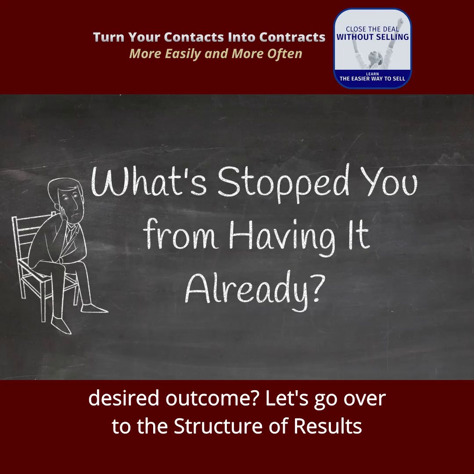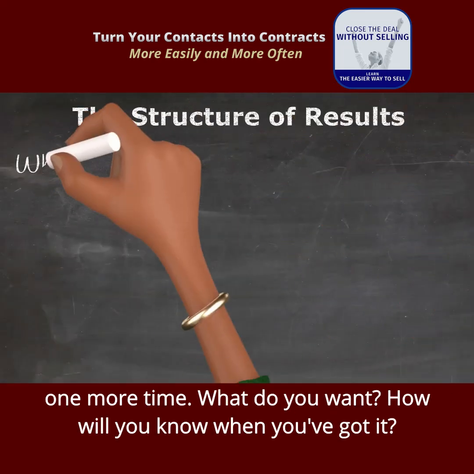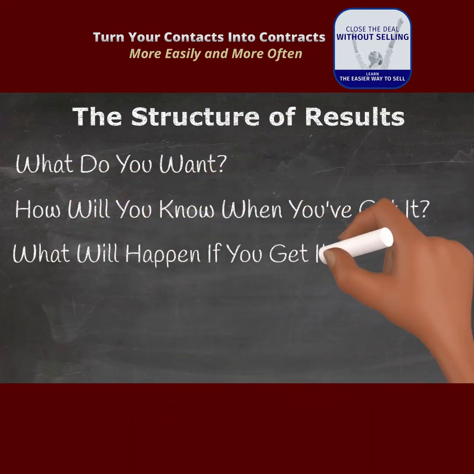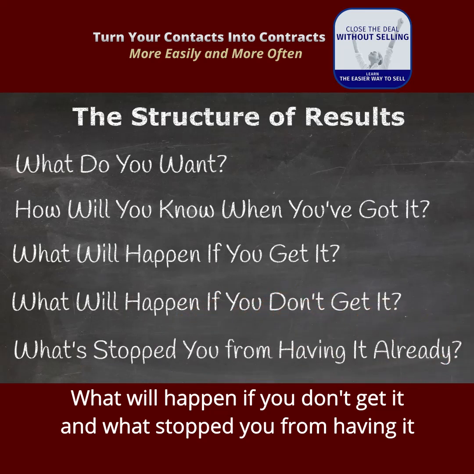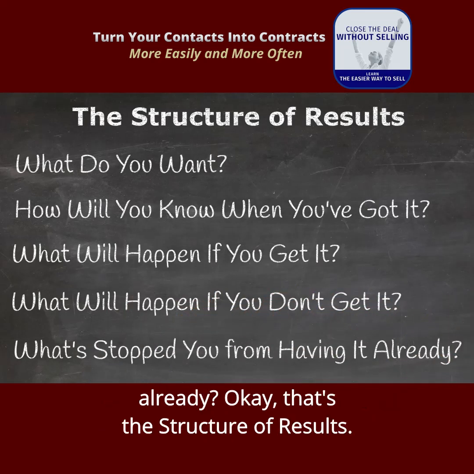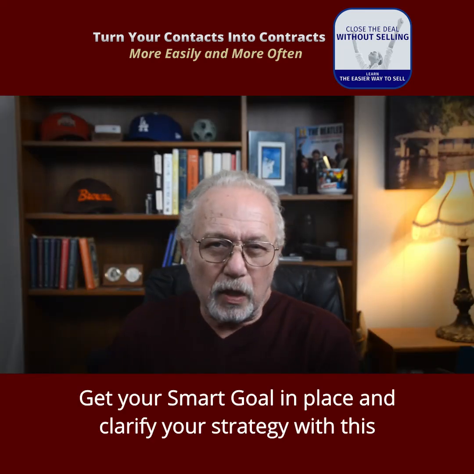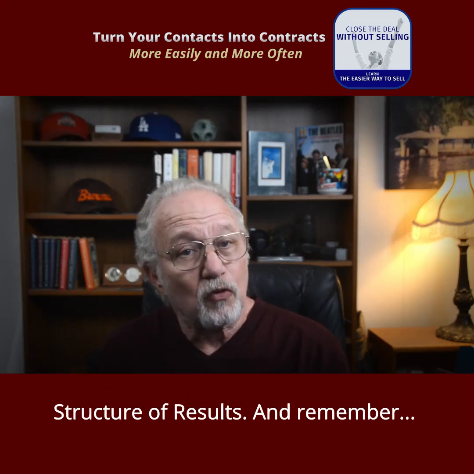Let's go over the structure of results one more time. What do you want? How will you know when you've got it? What will happen if you get it? What will happen if you don't get it? And what stopped you from having it already? Okay, that's the structure of results. Get your SMART goal in place and clarify your strategy with the structure of results.